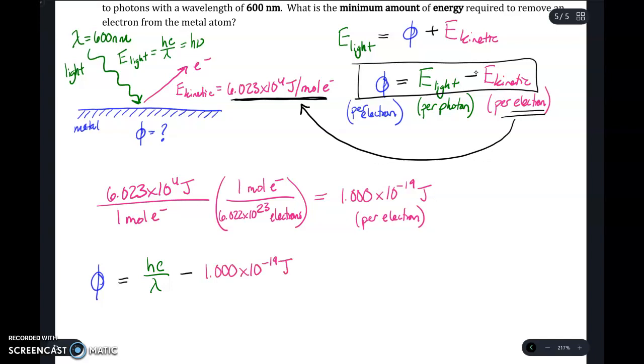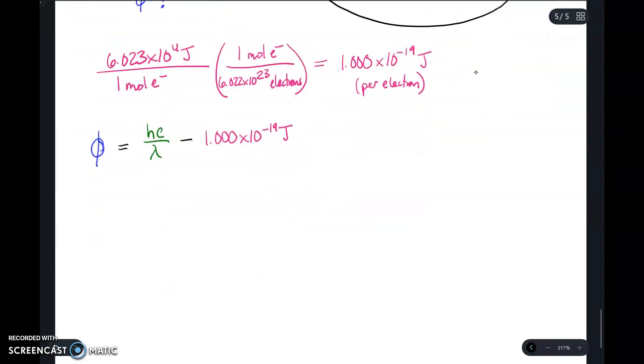Right, the number of joules per electron. Okay, so we're going to keep plugging and chugging here. I don't have my work function yet, so I've got to plug and chug into this light equation. H is 6.626 times 10 to the negative 34th joule seconds. The speed of light is 2.998 times 10 to the 8th meters per second.